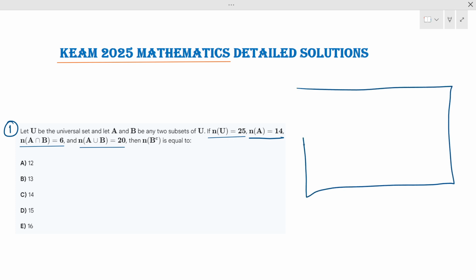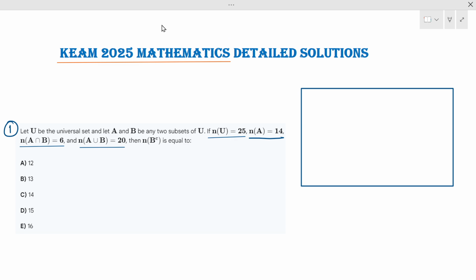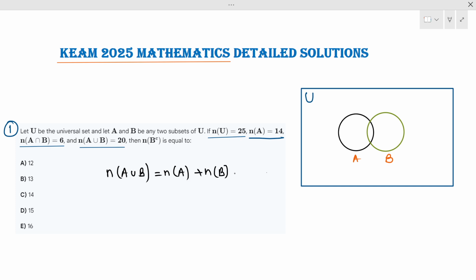Let us understand this through this Venn diagram, right? So here we have two sets. We have set A, and then we have set B, and we have a universal set U. Okay, so now we know the formula that n(A union B) is equal to n(A) plus n(B) minus n(A intersection B).